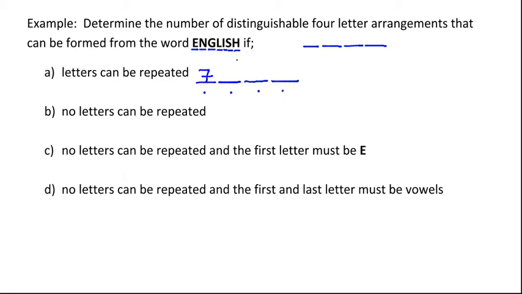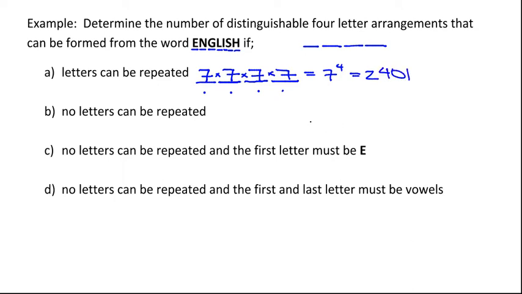S, H. Now, if the letters can be repeated, that means that for the second letter, I still have 7 to choose from. And for the third and for the fourth. Now, I can multiply same as before, A times B times C times D, etc. And I'll end up with 7 to the power of 4, or 2,401.